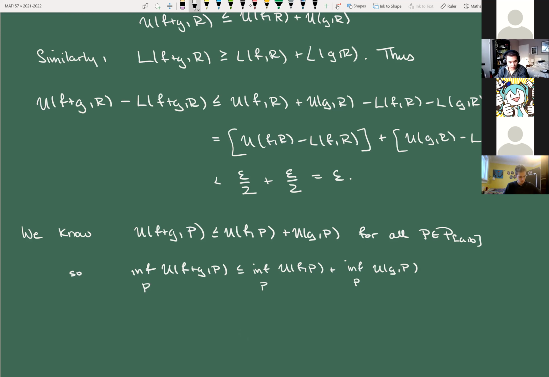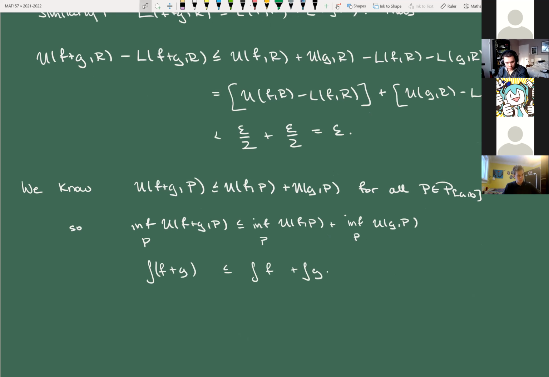Okay, and again, because our function is integrable, these are actually equal to the values of their corresponding integrals. So this is the integral of f plus g. This is the integral of f, and this is the integral of g. Okay, now that doesn't give us what we want. It does look a little sus. Let me think about it a little bit. Let me just finish this off, and then I'll come back and we'll try and prove it.